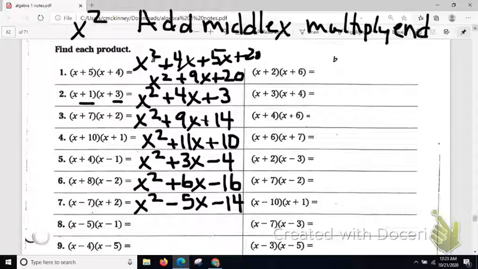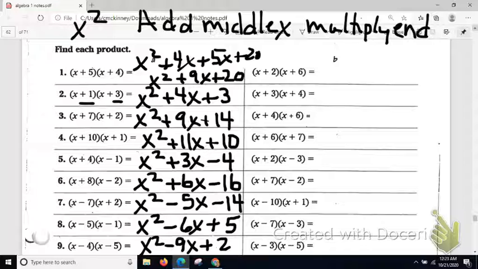All right, now I have two negatives. So x squared, I'm going to add those two negatives together. Negative 5, negative 1 makes negative 6x. Negative 5 times negative 1, though, when I multiply two negatives, we get a positive. And then same kind of thing with the last one, x squared, negative 4 plus negative 5, negative 9x, negative 4 times negative 5, plus 20.